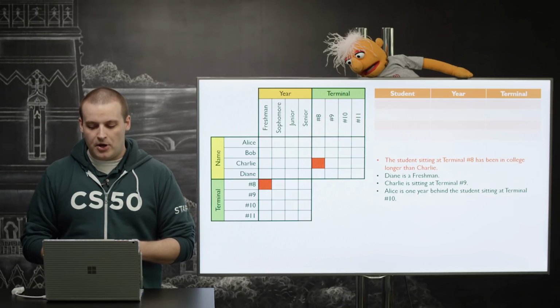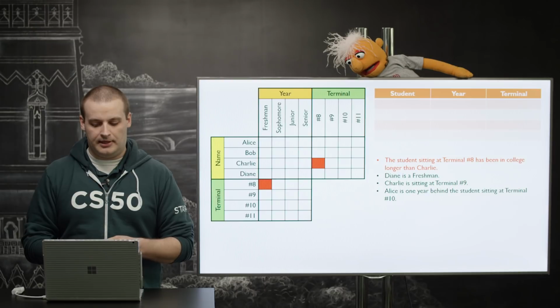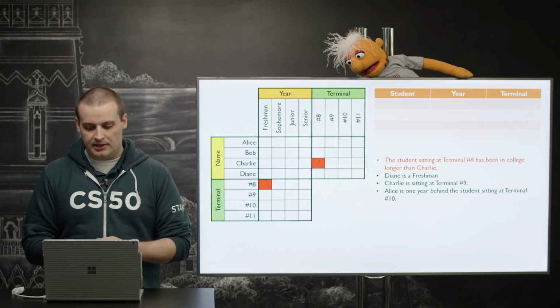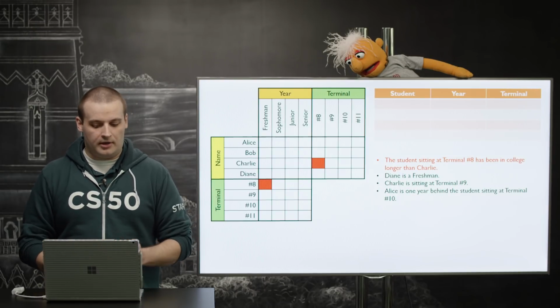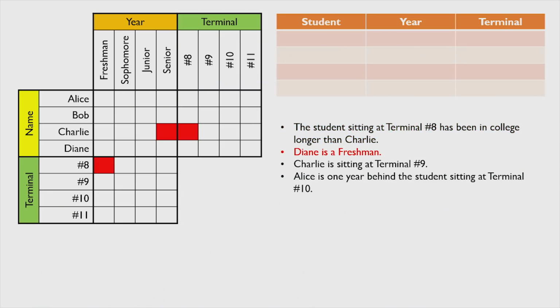And similarly, we know that Charlie cannot be a senior, because if they've been in college longer than Charlie, Charlie cannot be the oldest one of the group. So we can X all of those out. Now let's take a look at the second clue. This one's a little more straightforward. It says Diane is a freshman.